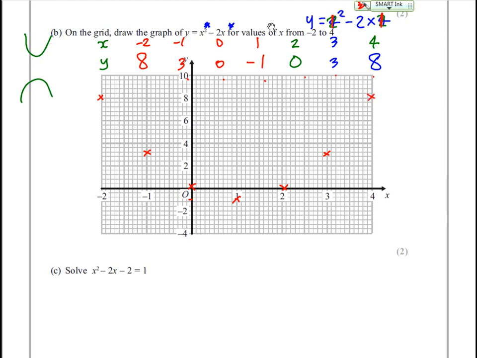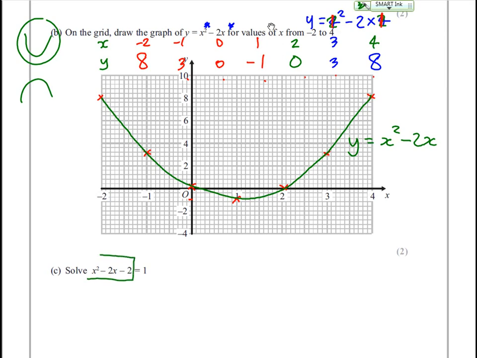Now what you have to do is draw a very smooth curve. It has to go through all your points and be a nice U shape. So freehand, turning just like that. If you want to show off, you can label it as well. So that green line is our equation y equals x squared minus 2x.